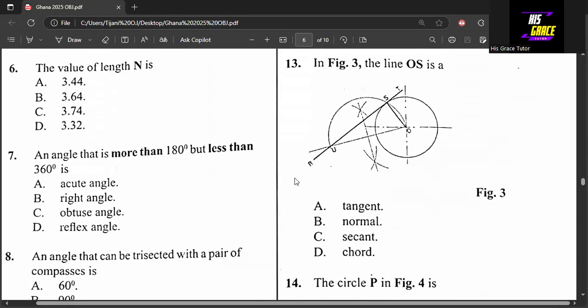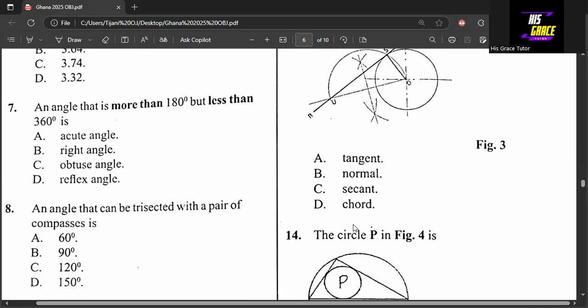So question 13 says that in figure 3, the line OS is a line OS. So line OS, this line OS here, in this case is a normal. So if a radius is put here, normal wouldn't have been there. But in this case, we take normal as the answer to question 13. So option B is the answer to question 13.